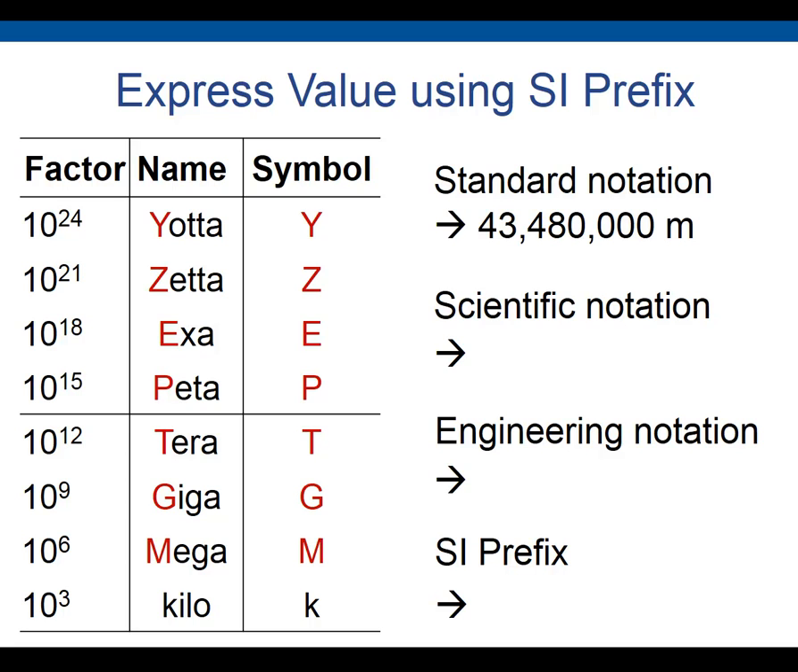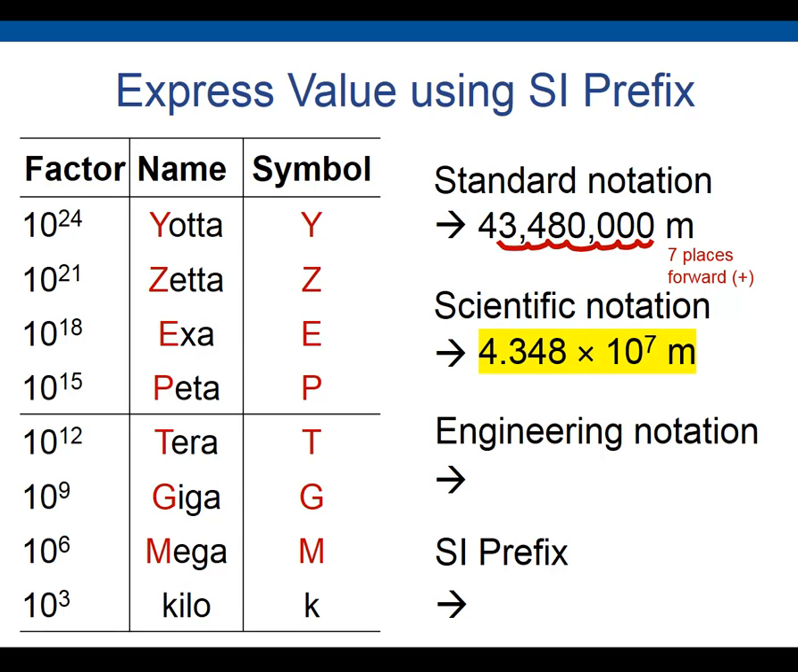So let's practice here. We have an SI prefix table, and we have a standard notation number of around 43 million meters. How can you convert this number into scientific notation? 3, 2, 1, 3, 2, 1. So 7 places forward. Then we can find 4.348 times 10 to the 7 meters. How about in engineering notation? In engineering notation, the superscript number should be a multiple of 3. So 3, 6, 9, 12. So 43.48 times 10 to the 6 meters.